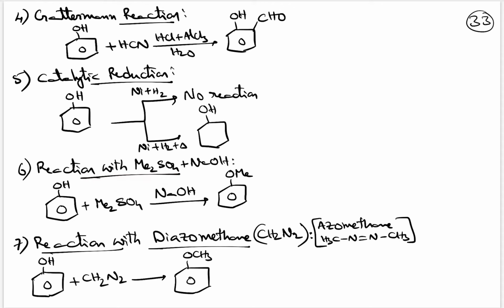Then reaction with dimethyl sulfate and NaOH. So NaOH will take this H plus ion and form a phenoxide. This phenoxide will go here, that sulfate ion will be removed off and you will be getting anisole as the product. Then reaction with diazomethane, CH2N2.